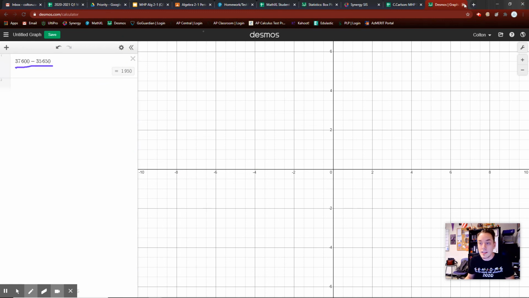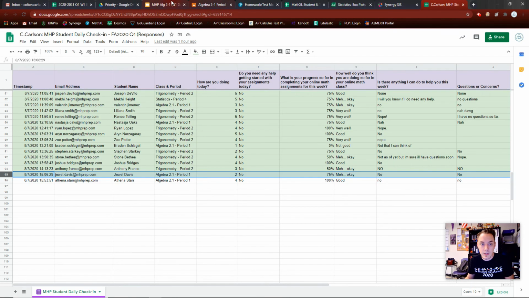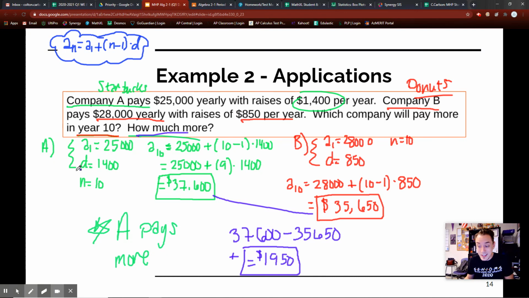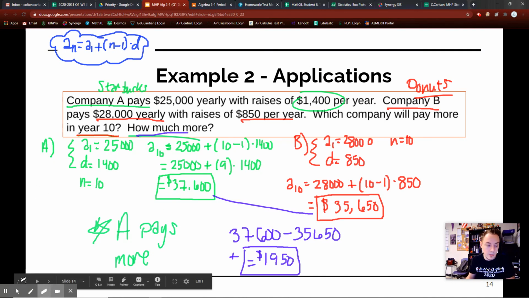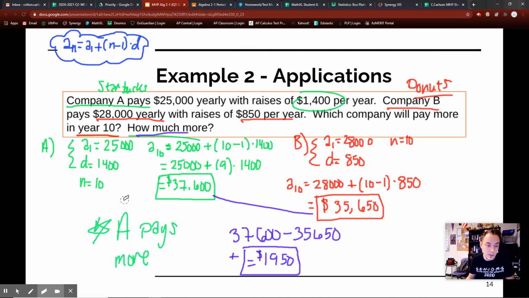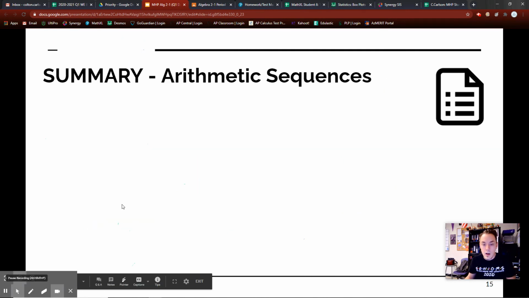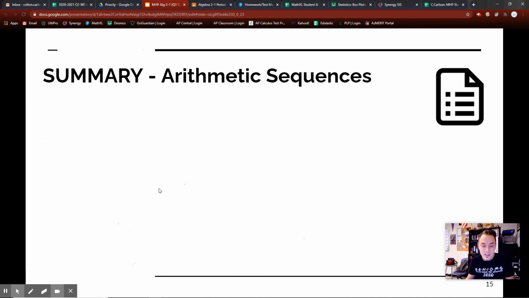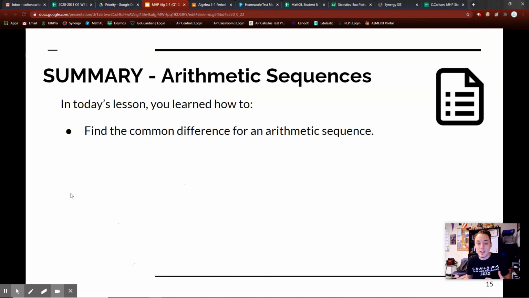Okay, so that is the last example. I'm going to clear that. Make sure you pause the video so you can get this. Por favor. I'm going to erase. Okay, so what did we learn today in arithmetic sequences? We learned a couple things. We found the common difference of an arithmetic sequence. What is that? It's how it increases or decreases. It's that constant number throughout the whole sequence. That's what the common difference is. We label it D. So we found how to find that and how to use it.